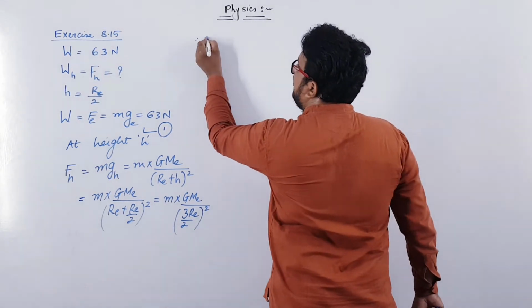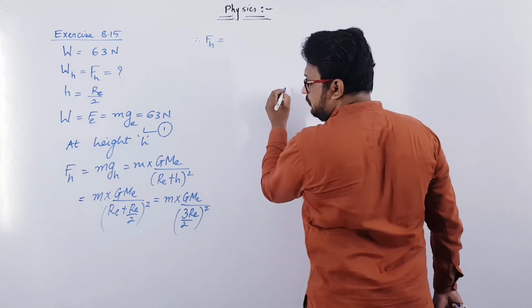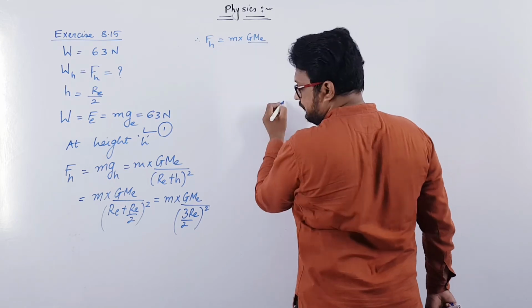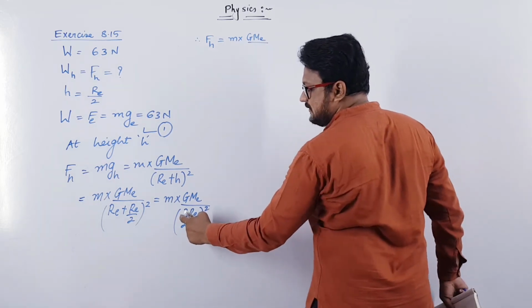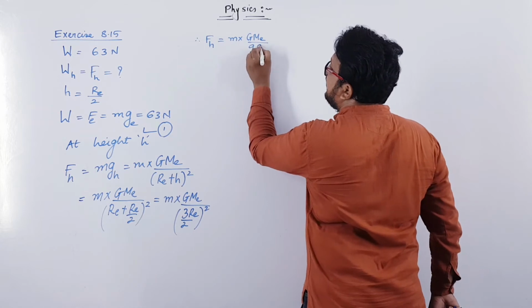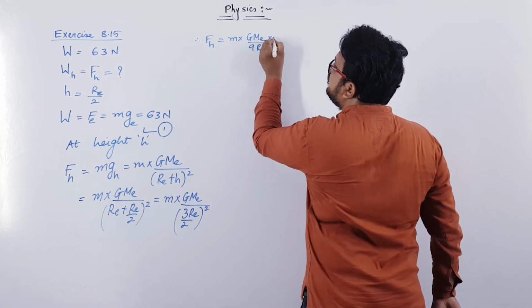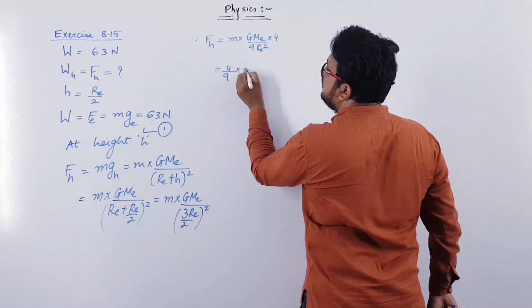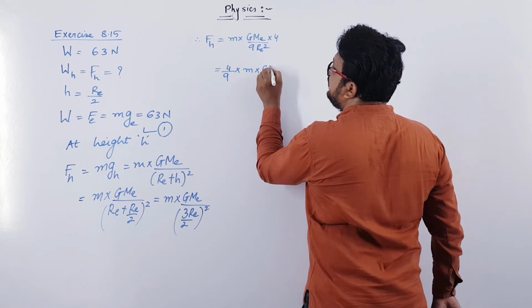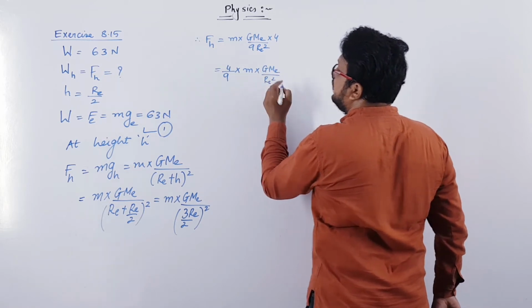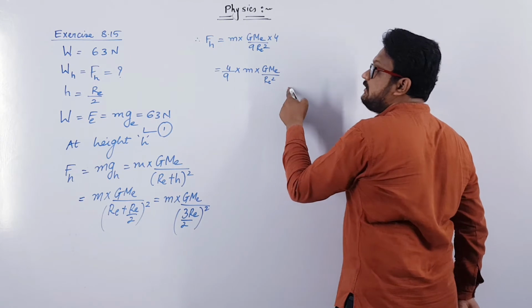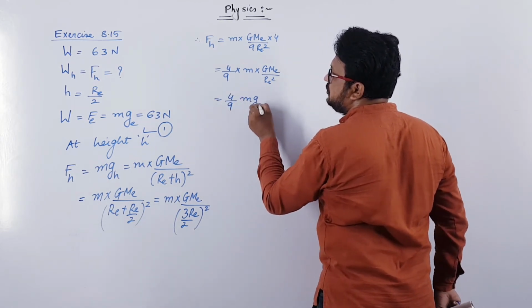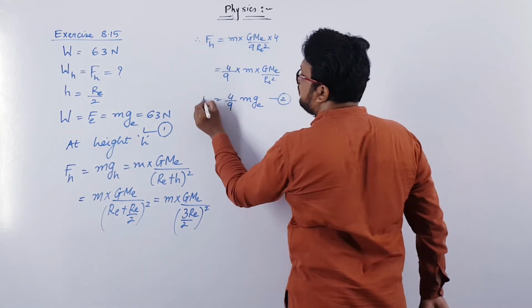So therefore F of h will be equal to m into GMe over, if you square this, 3 square will be 9 Re square over 4, so into 4 you can write. So this will be equal to 4 by 9 times m into GMe over Re square. Now GMe over Re square is ge, so you can say that this is 4 by 9 times m into ge. Let this be equation number 2.